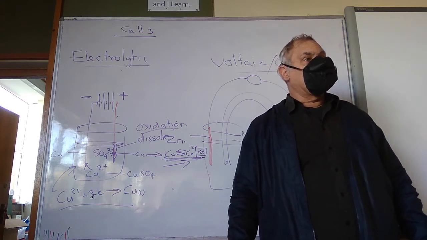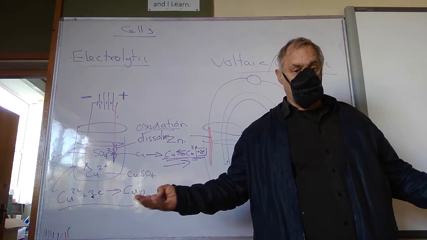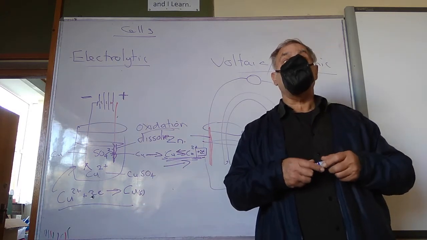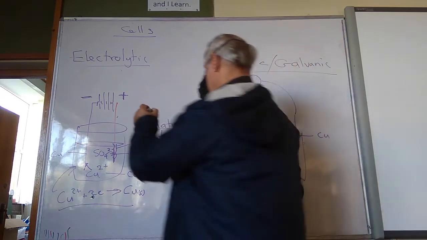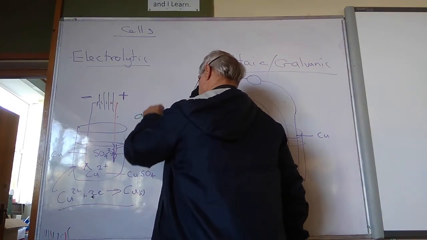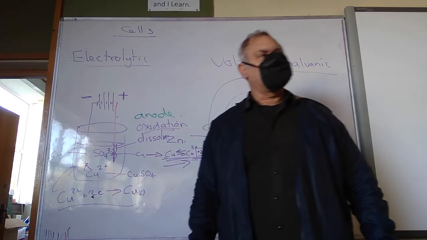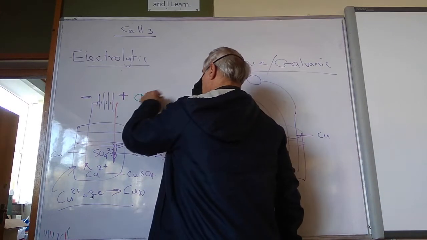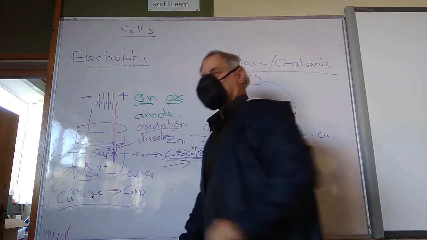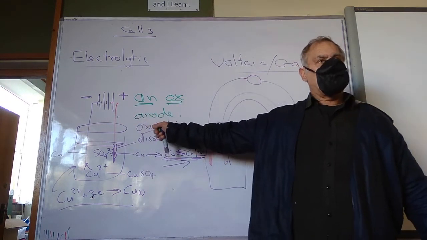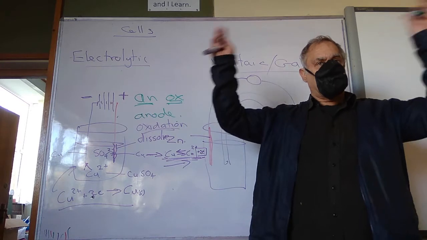And what do we call the electrode at which oxidation occurs? We call it the anode. You see, Aiden's with us here. So this is the anode. Now, how do we remember it? We remember an ox. Anode, ox. And I think of oxidation as like rusting, it's falling apart.